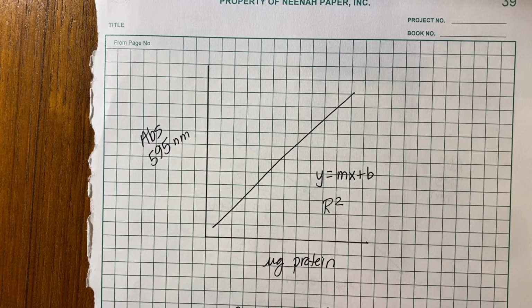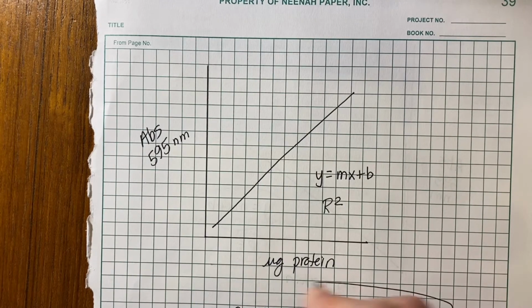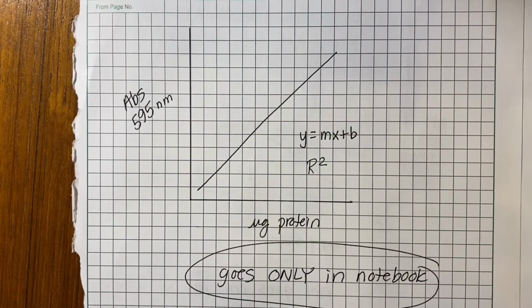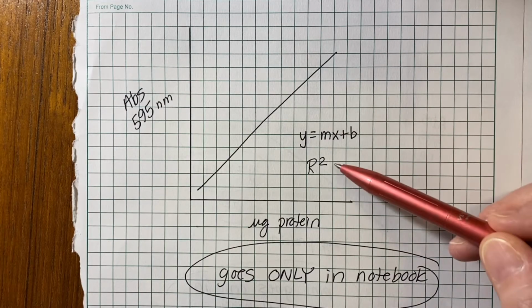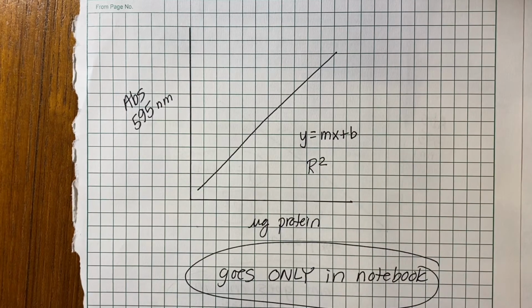This plot goes only in your notebook. You do not need to put this plot in your report. You will use this equation to solve for the concentrations of your experimental samples, and you'll need the R squared value to comment on in your report if your standard curve was a good plot or not. But you don't need the plot anywhere but your notebook. All right, let's go back to the data.